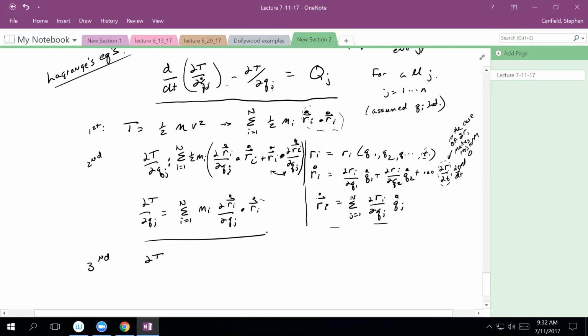The third thing I'm going to do is take the partial of T with respect to q_j dot. Up here in Lagrange, I had first the partial of T with respect to q_j. I just showed it with that. Now I'm going to take the partial of T with respect to q_j dot. I'm going to use the same exact logic and get that that's going to just equal the sum for i equals 1 to N, m_i, partial of r_i dot with respect to q_j dot, times r_i dot. Same thing, just now I have the partial with respect to q_j dot.